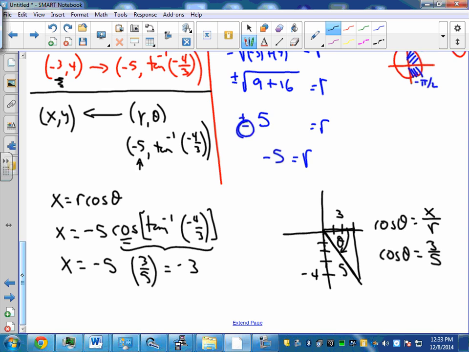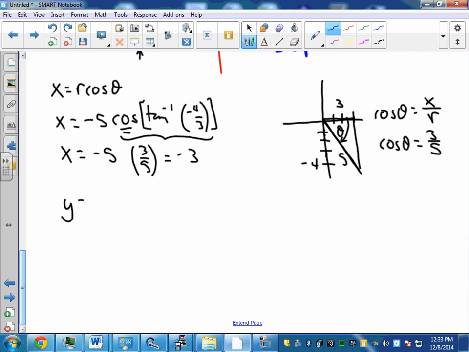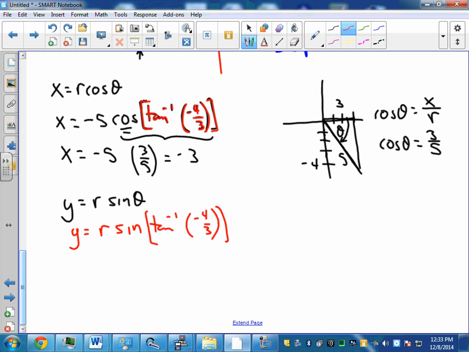Let's try y, the same idea. We know y is r sine theta. And again, theta is the tan inverse of -4/3. That's what we had calculated theta was. So y is going to be r times the sine of the tan inverse of -4/3. So once again, I can use that triangle there. This time, let me suppose the negative sign was on the bottom. It shouldn't matter, really. We'll put negative down there.